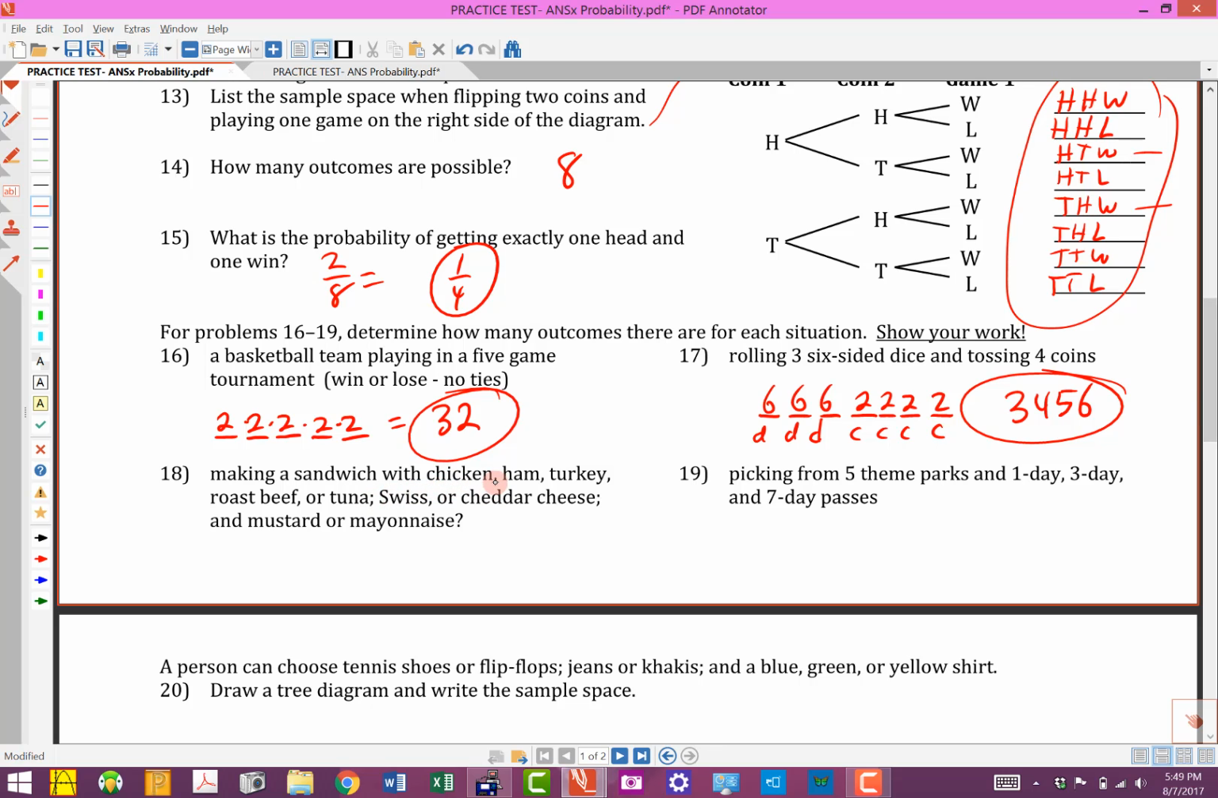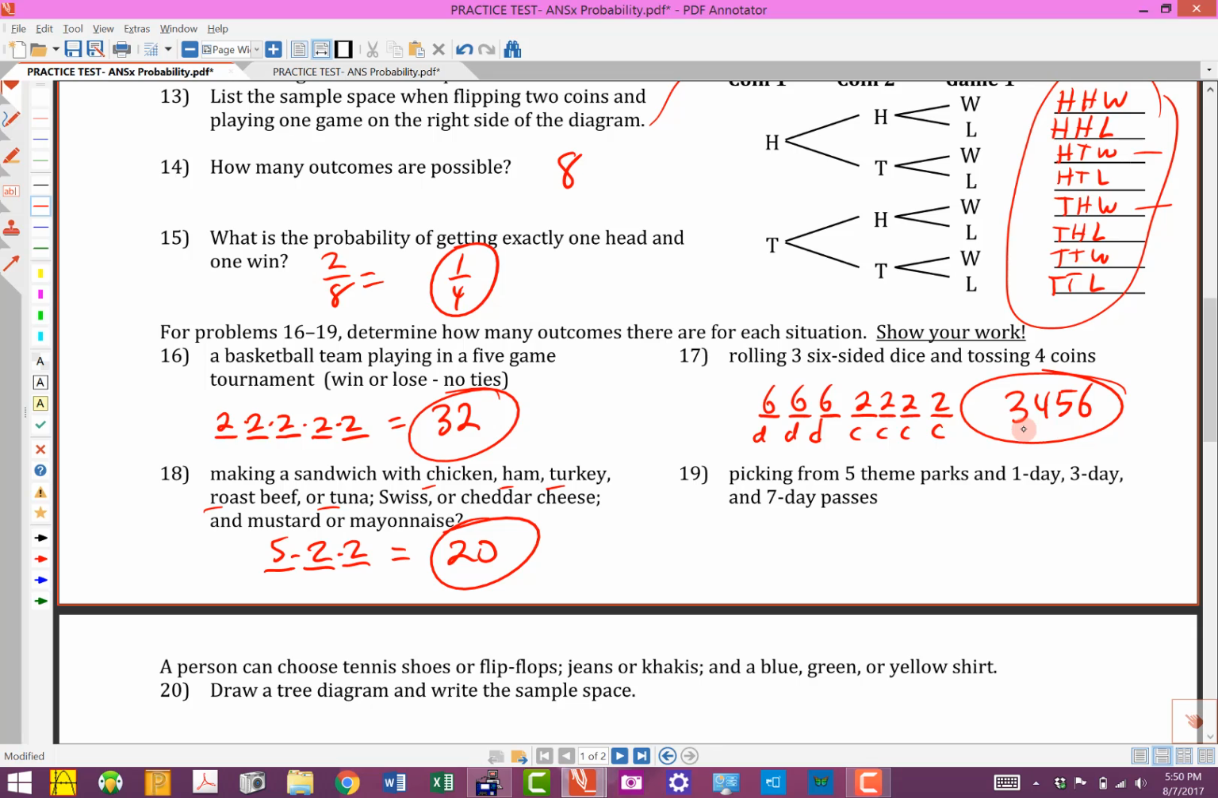Okay, let's do 18 and 19. Making a sandwich with chicken, ham, turkey, roast beef, or tuna. So we're kind of having a meat right here. So let's see, we've got 5 choices for that one. And then Swiss or cheddar. So we're choosing our cheese, and we either have Swiss or cheddar, so 2 choices there. And then mustard or mayonnaise, we're kind of choosing our topping. So we multiply those together, and we end up with 20. Pretty simple one, a pretty small answer here, even given that, I mean, look how short this problem was and look how big the answer was.